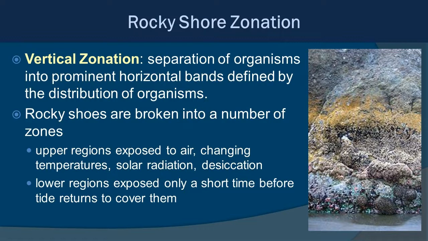However, just the generalities here, the upper regions are going to be exposed to air. They're going to be exposed to changing air temperatures, solar radiation, desiccation, things like that. That's going to make it a lot tougher for some species to be able to live there. The lower regions are going to be exposed for a much shorter period of time before the tide returns, and thus you're going to end up having a lot more diversity in these areas, but a lot more competition.